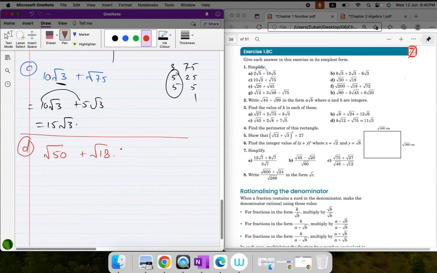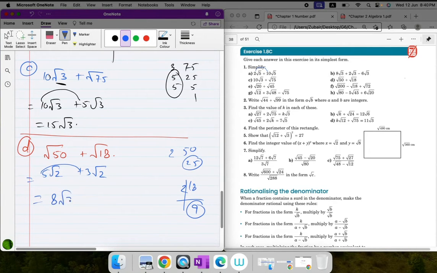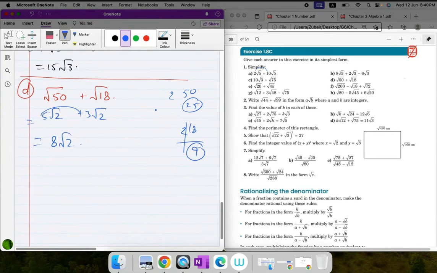8 under root 2. 8 under root 2, yes. Definitely, we can do this with a calculator. There's no restriction. So quickly just doing it. 50 is 2 times 25, and I know that 25 is 5 square. So I'm writing 5 square root 2. When I deal with 18, this is 2 times 9, and I know 9 is 3 square. So 3 comes out and 2 stays inside. So 5 plus 3 is 8 square root 2. Is that clear? Yes, sir.